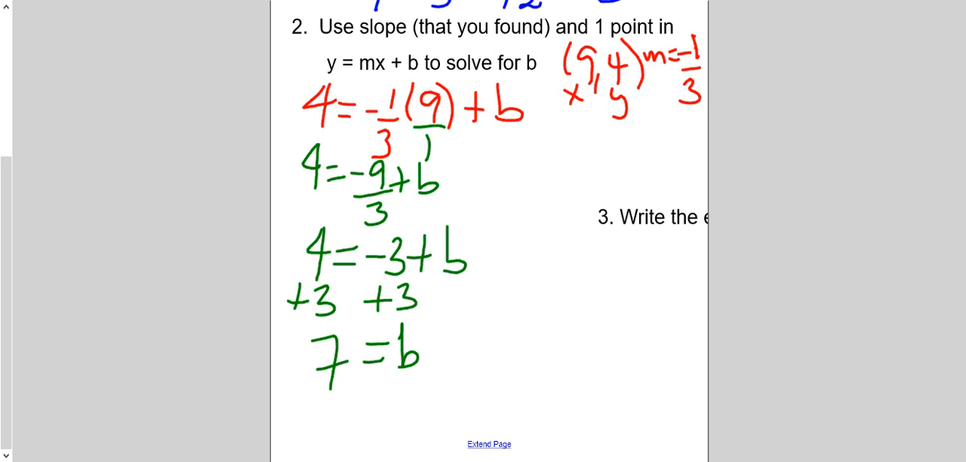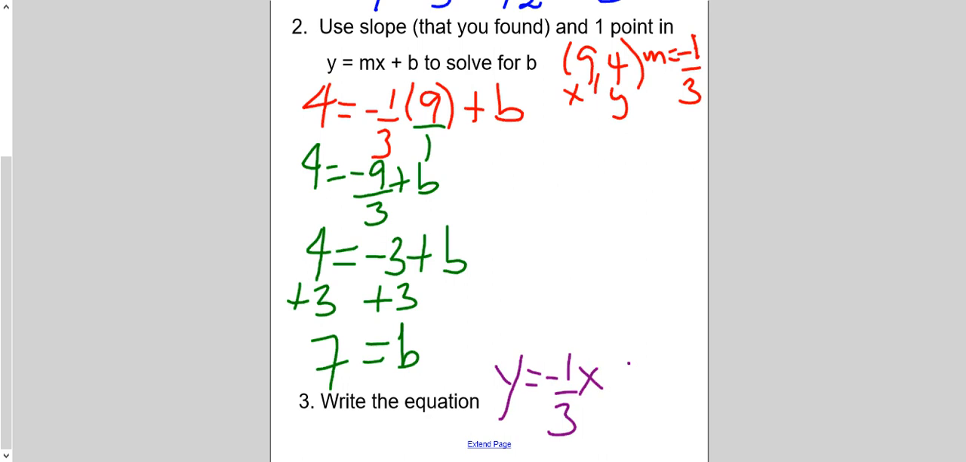All right, don't forget your third step, though, of course. Your third step is always to write your equation. So y equals -1/3 x plus 7. There we go. There it is. All right, let's take a look at just another example.